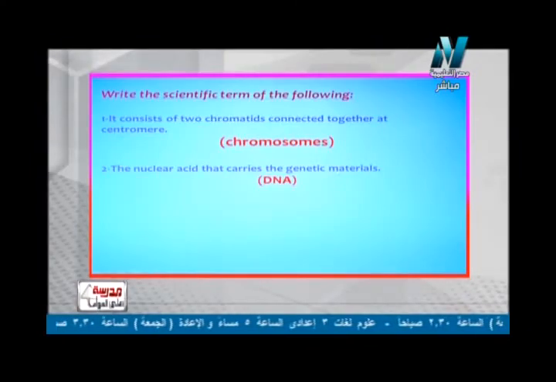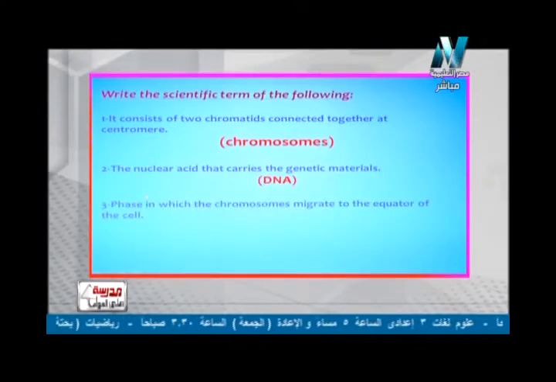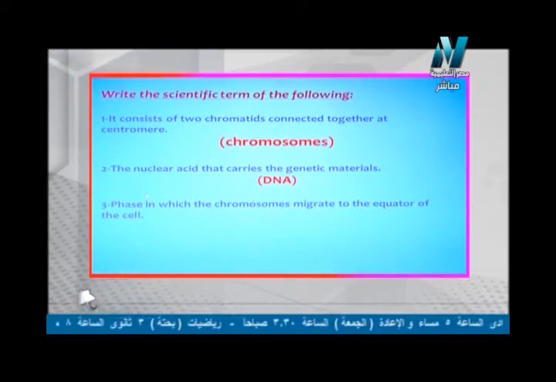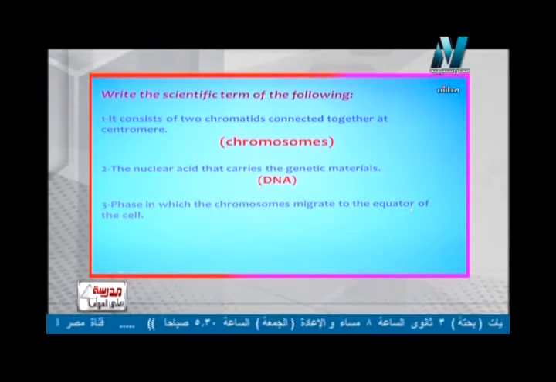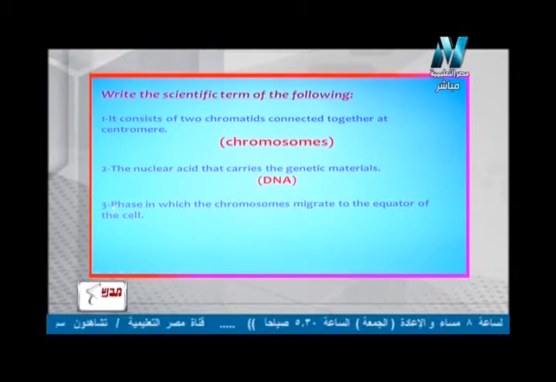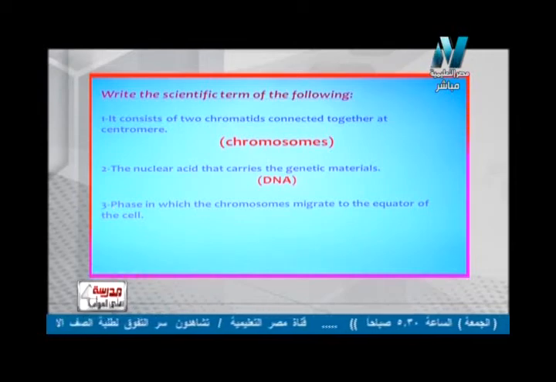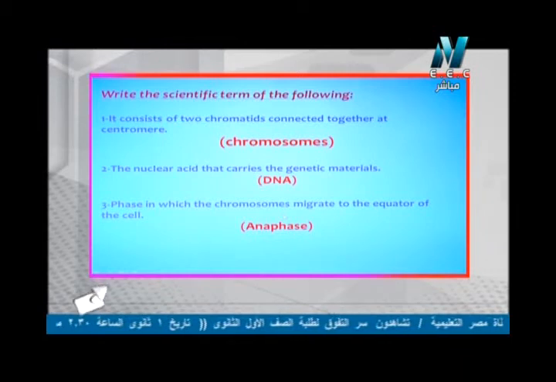Again, write the scientific term: consists of two chromatids connected together at the centromere, chromosome. The nucleic acid that carries the genetic material is called DNA. The phase in which the chromosomes migrate to the equator of the cell. We said what is meant by the equator? It is the middle of the cell. Which phase do the chromosomes migrate to the equator of the cell? It is called metaphase.